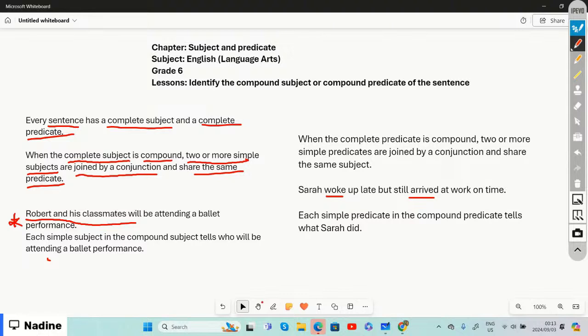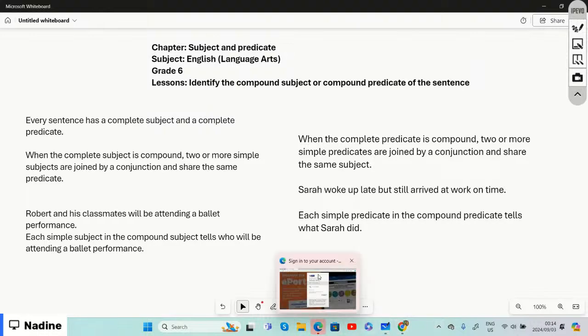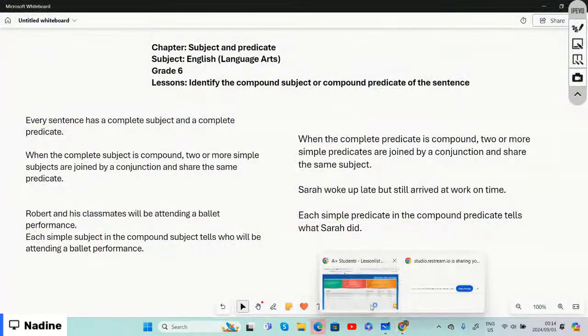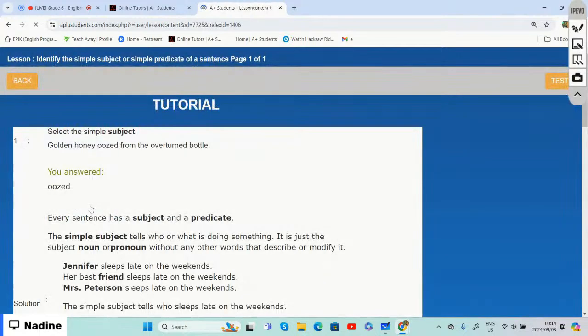All right. So now we're going to aplusstudents.ca, and there we're going to identify the compound subject or compound predicates of a sentence. And before we do so, let us quickly go over the simple subject or simple predicate of a sentence.